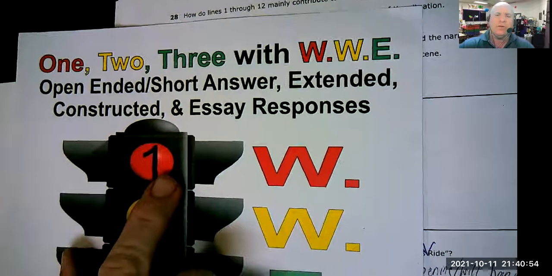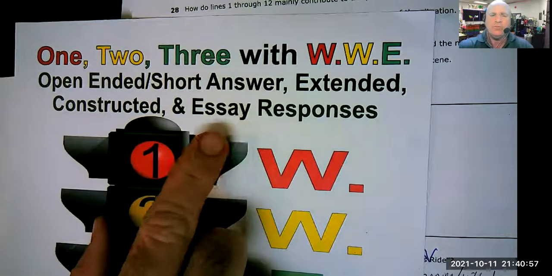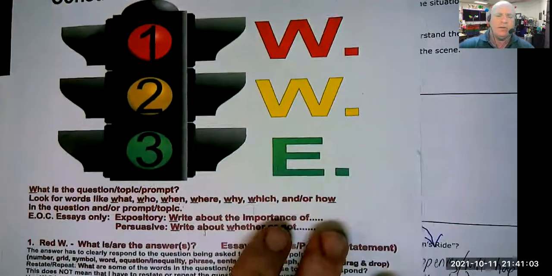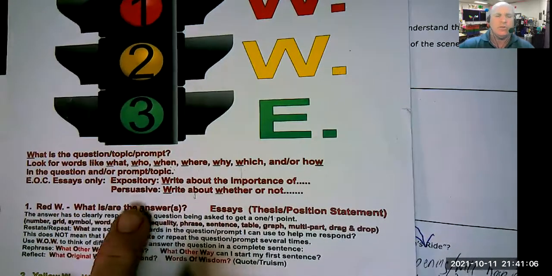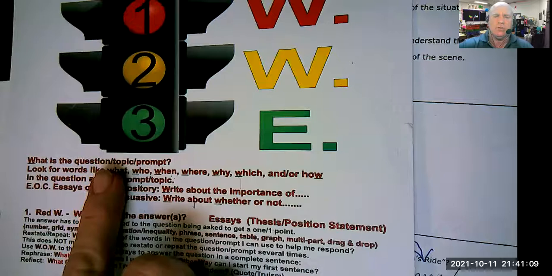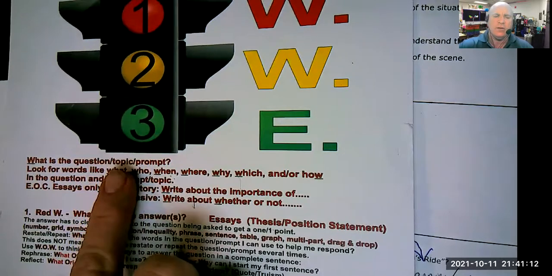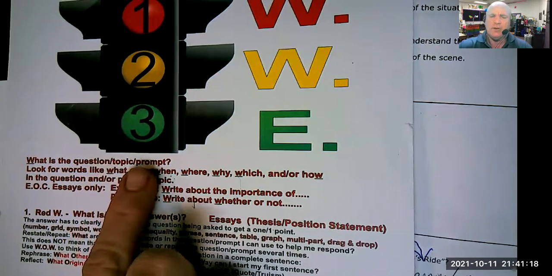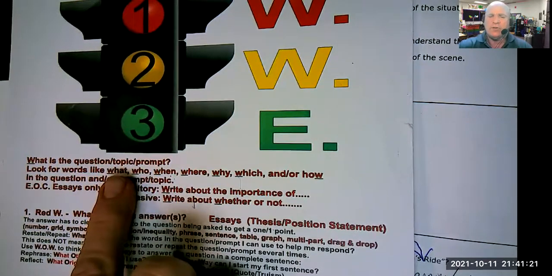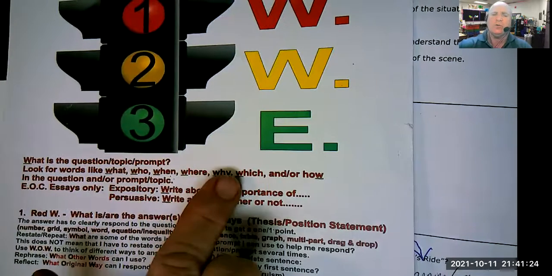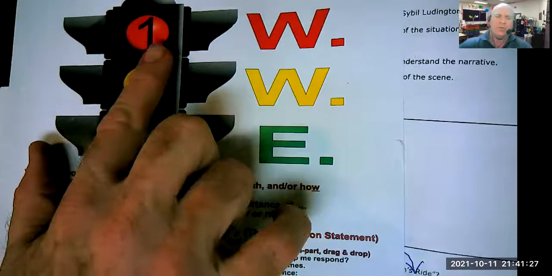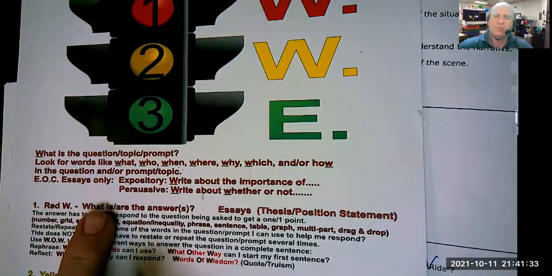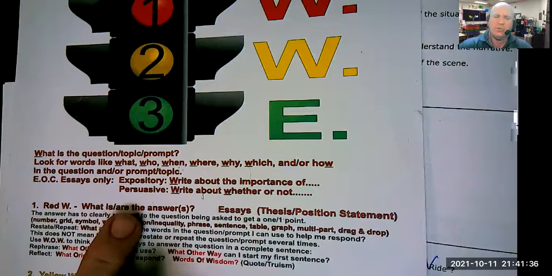And for those of you that already have the 1, 2, 3 with WWE, how to get a 1? It's a red W. Reminder, the red W is, what is the question? What is the topic about? Okay, and when you're looking at regular questions, and many prompts for that matter, you're going to find words like what, who, when, where, why, which, or how. They're going to ask us a question, and in order to get the one, the red light, we have to be able to say the answer to the question.